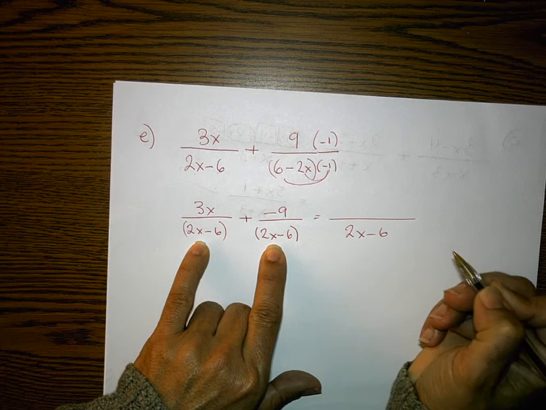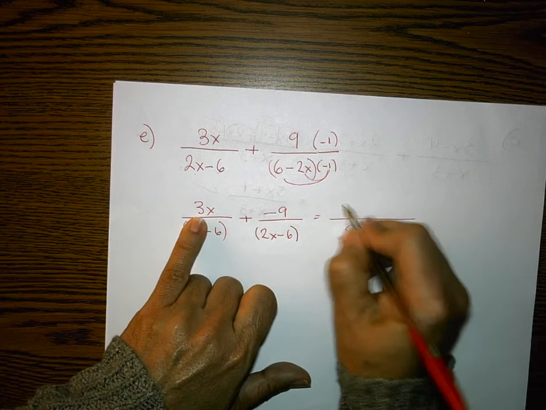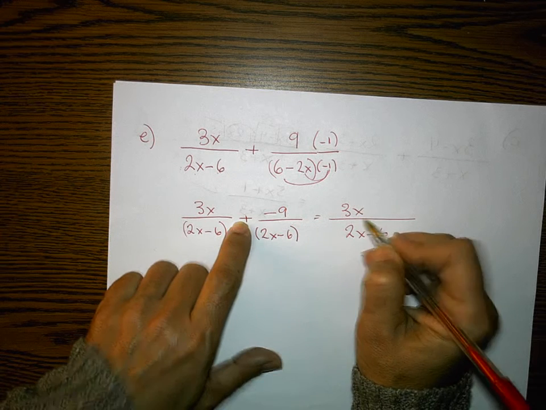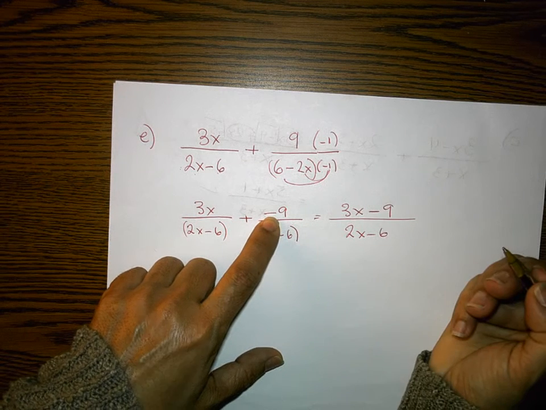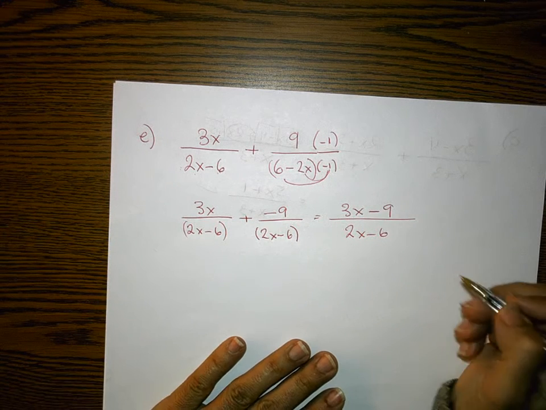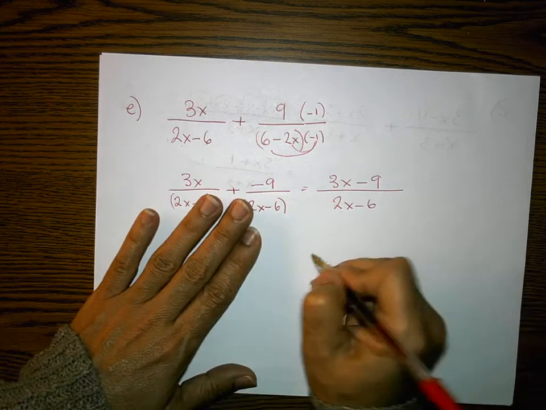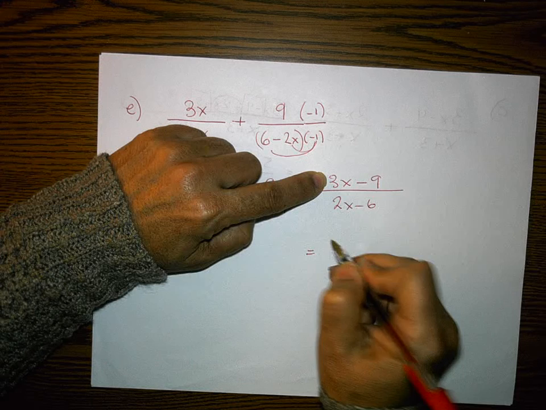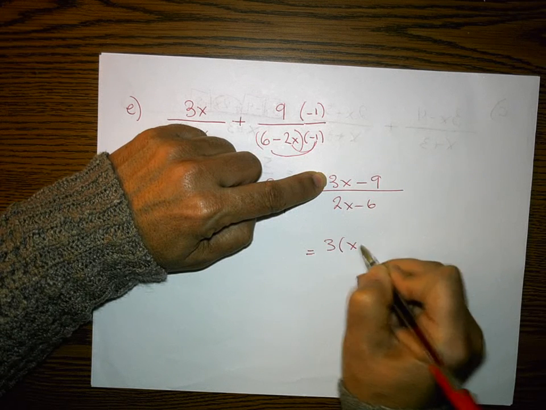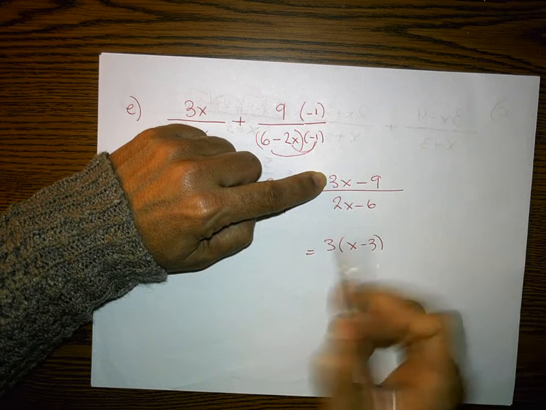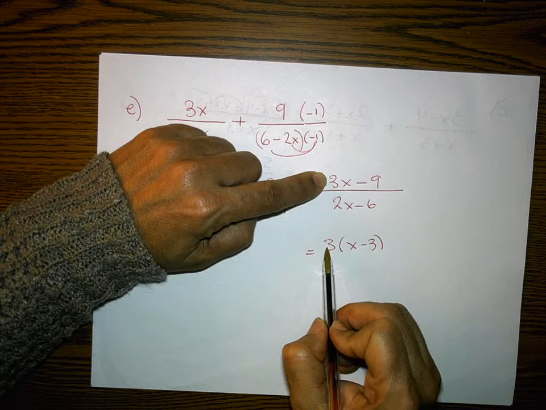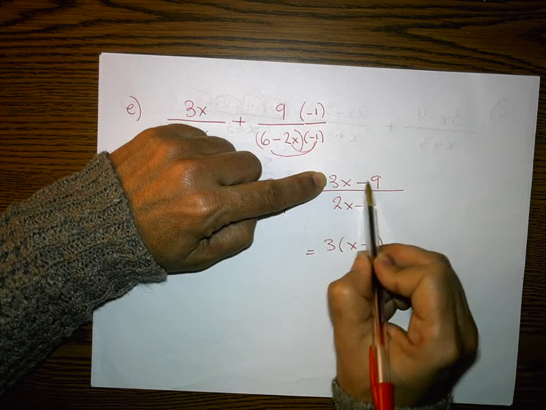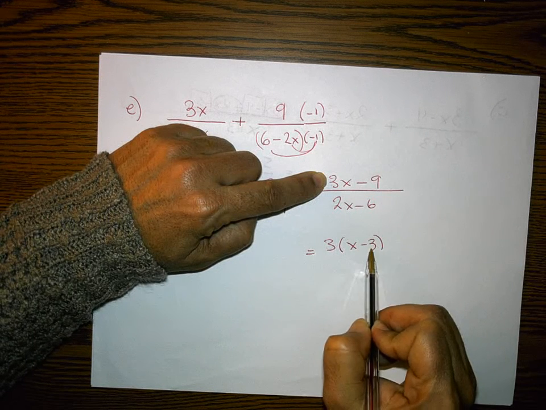So now we can go ahead and add these two fractions because we have a common denominator. 2x minus 6 is our common denominator. Now I have a 3x plus a negative 9. Now in this case, can I reduce it? Let's try it. We don't know for sure, but let's try it. If I reduce this, factor a 3 out, we end up with an x minus a 3, okay? Notice that 3x is divisible by 3, and we get an x. Negative 9 is divisible by 3, and we get a negative 3.